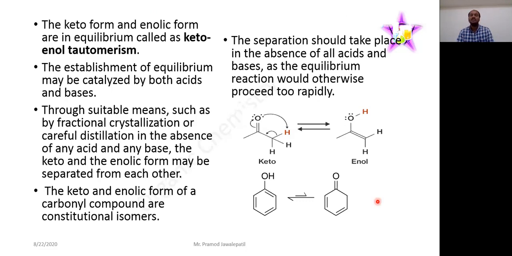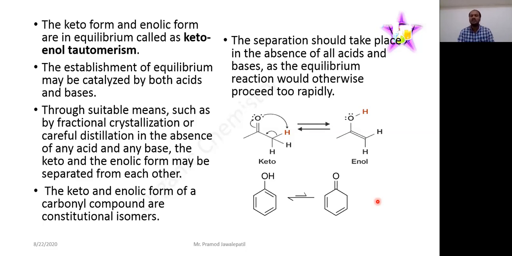Due to this catalyzation, we can transform keto to enol form through suitable means, such as fractional crystallization or careful distillation. In the absence of acid or any base, the keto and enolic forms may be separated from each other.